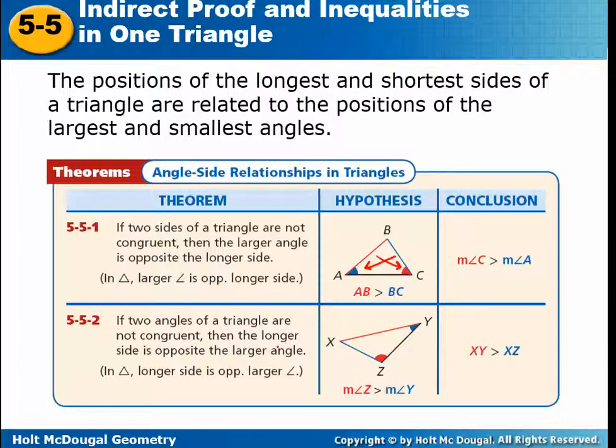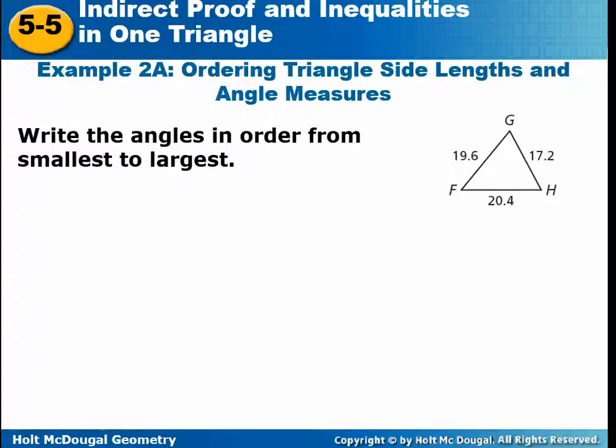The opposite is also true. If you have an angle that's big, then the side opposite will be longer than the side opposite the smaller angle. So it works both ways. So here's what we're going to do. We're going to write these in order from smallest to largest. Let's write the side lengths first. Which is our smallest side? GH. This is the smallest. Which is the largest? This is the largest. And I'm going to put medium here.